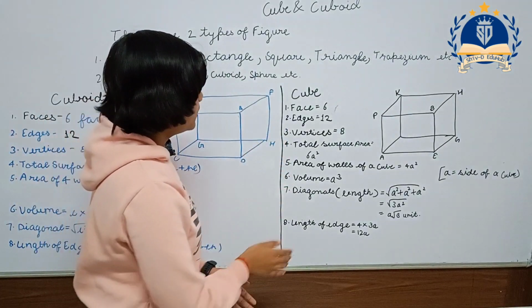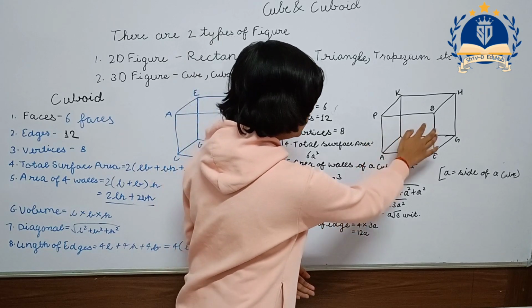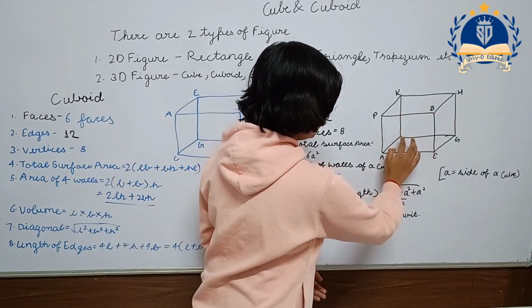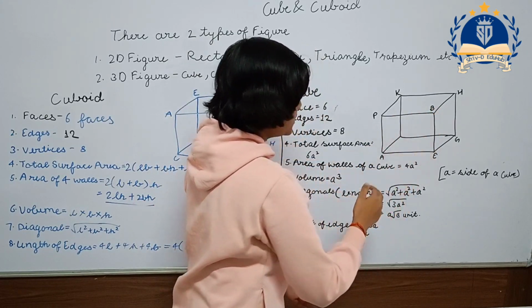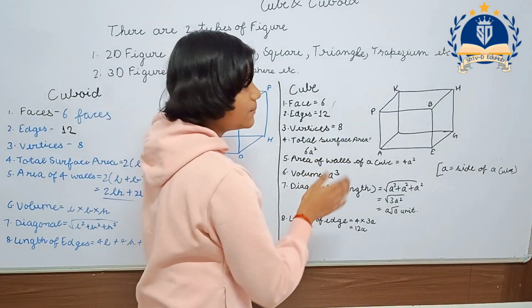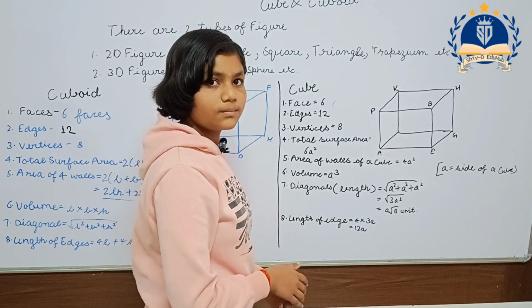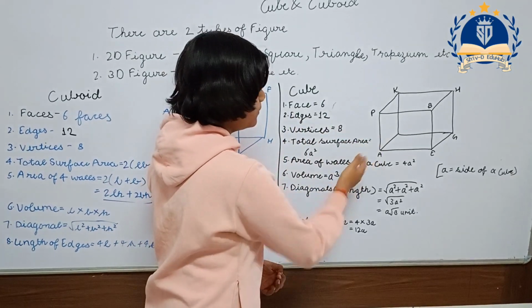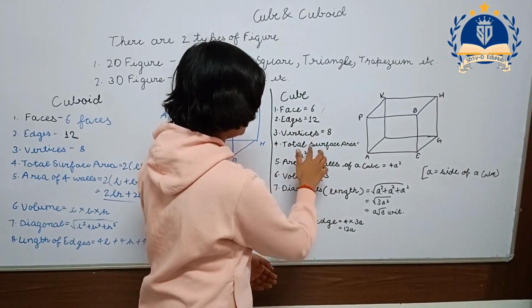And cube. There are 6 faces. 1, 2, 3, 4, 5, 6. Just the same as cuboid, but here the length, breadth and height are equal. Edges are 12, just like cuboid, and vertices are 8.